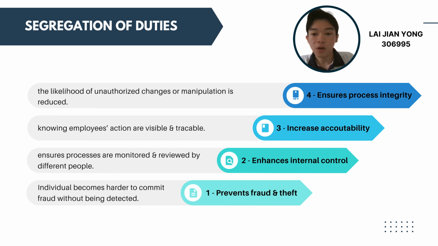And finally, by reducing the chance of both intentional and unintentional mistakes, segregation of duties helps protect the organization's assets and reputation. In summary, SOD is not just about preventing wrongdoing, it's about building a system of trust, control, and efficiency.